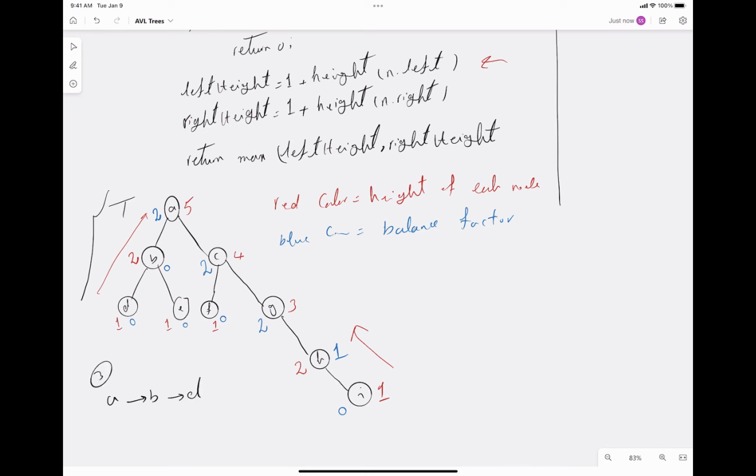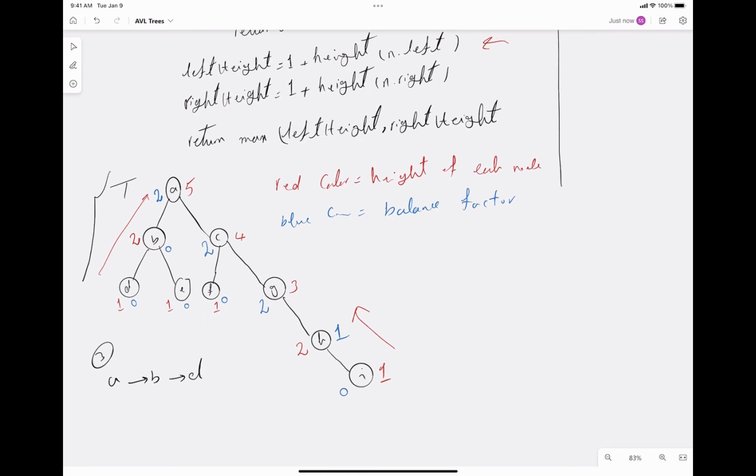However, if we're going to visit the node I, which is the rightmost grandchild of A, we need to go from the right. We need to go from A to C, and then G, and then H and I. As you see, there are 5 nodes. So 5 minus 3 is the difference between the heights of the left and the right. So that's equal to 2. So that's how it works.